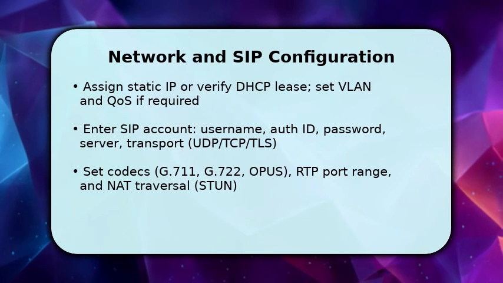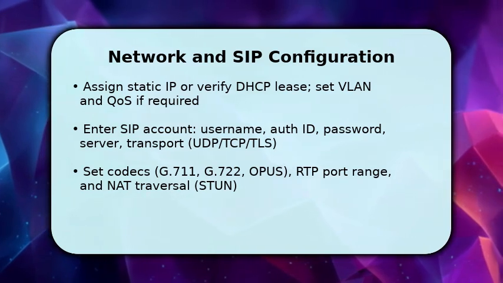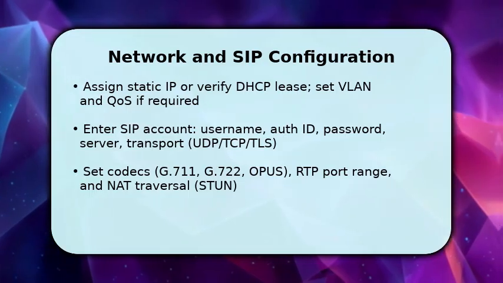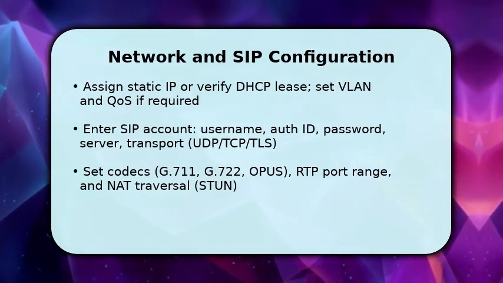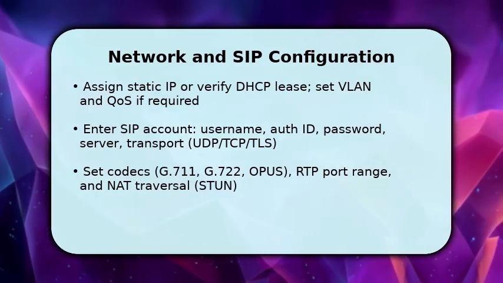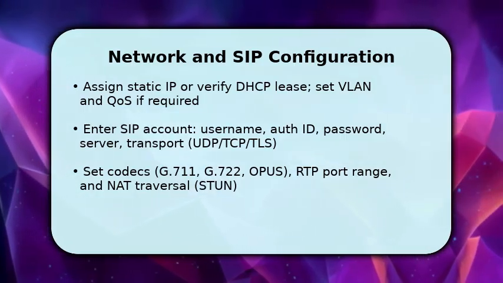You now configure networking and the SIP account through the web GUI or phone keypad. If using DHCP, reserve the MAC, otherwise set a static IP and apply VLAN and CoS tags so voice gets priority. Next, add the SIP account.